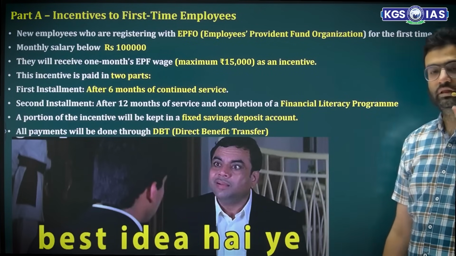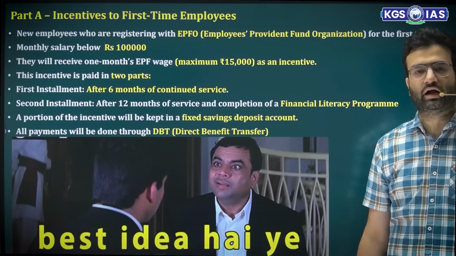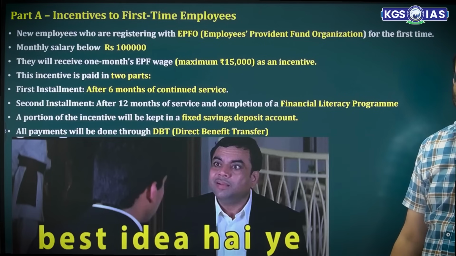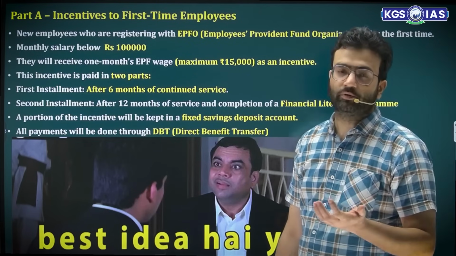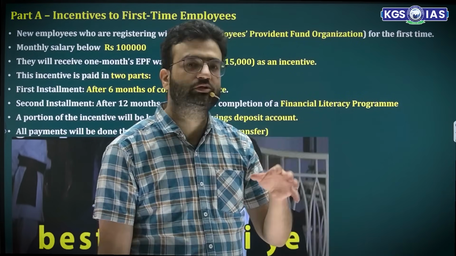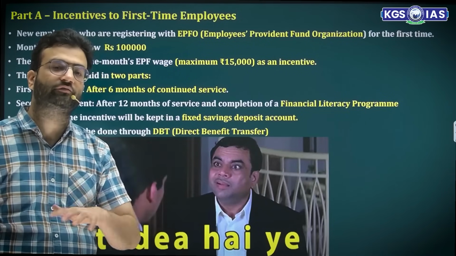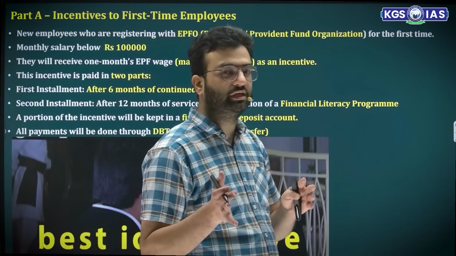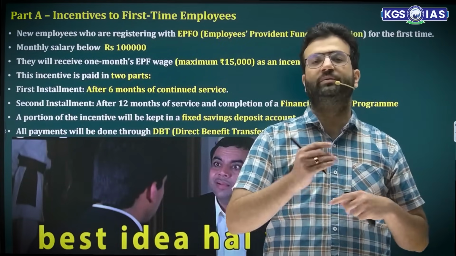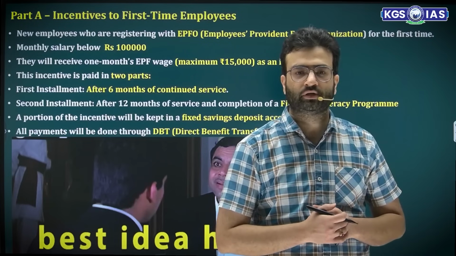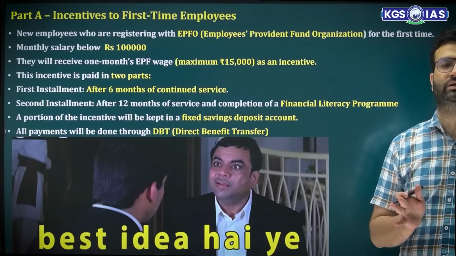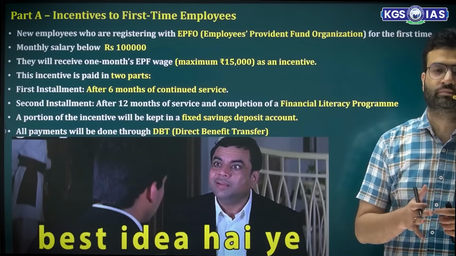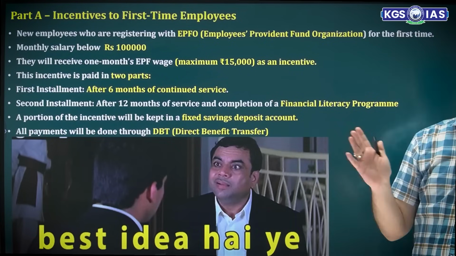After that, the biggest component under this scheme is that a part of your incentive will go in FD, that is, in a fixed deposit. That means the government also wants you to develop the habit of financial inclusion, to save money, because saving promotes investment, and investment leads to capital formation in the economic system. So the government wants that out of the 15,000, some part of this incentive will go in the FDs. Okay, and all the payment will be done through direct benefit transfer.